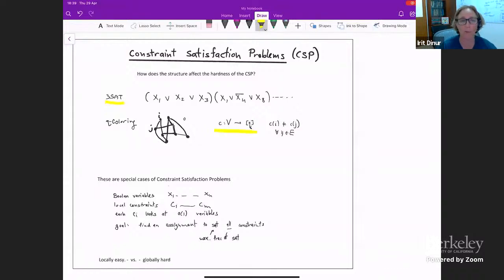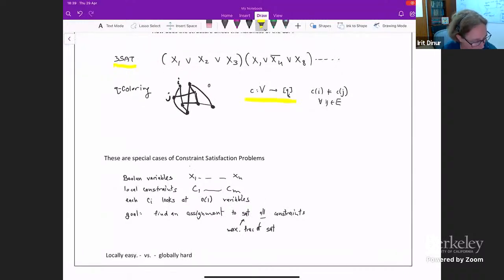So you can see that both of these are special cases of a more general kind of problem, which we call a CSP. You have variables. Actually, they don't have to be Boolean. In the coloring case, they're Q-ary: they get values in an alphabet of size Q. And you have a bunch of local constraints. In 3-SAT, these were the clauses. In colorability, these were the edges. Each constraint looks at a constant number of variables, 3 or 2. And the goal is to find an assignment to all of the variables that satisfies all of the constraints.